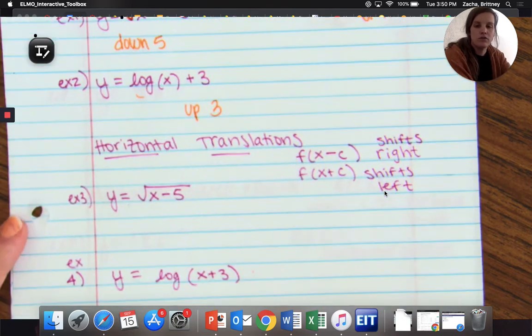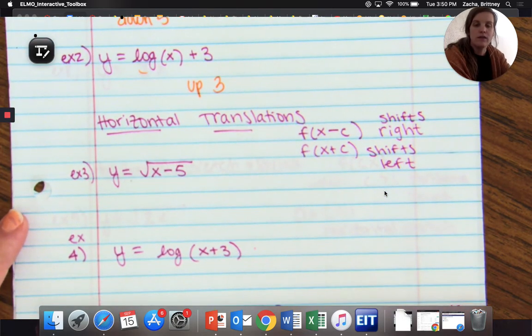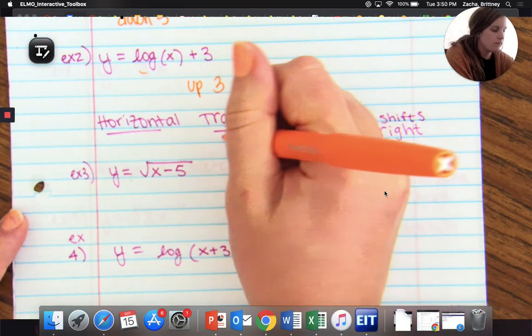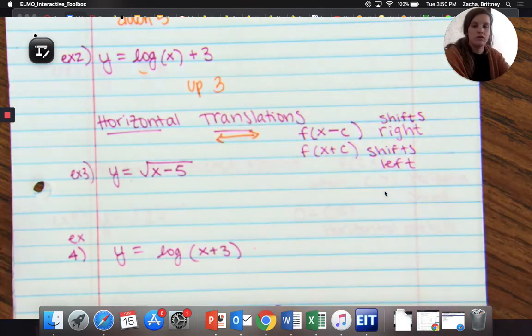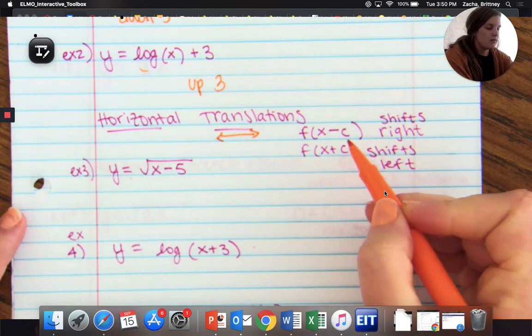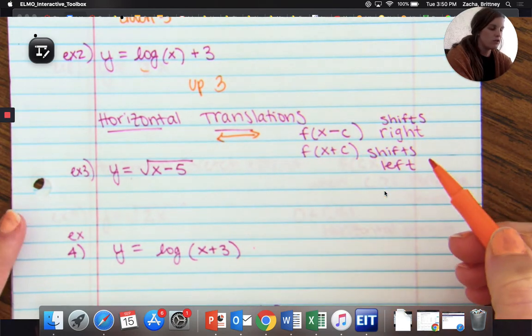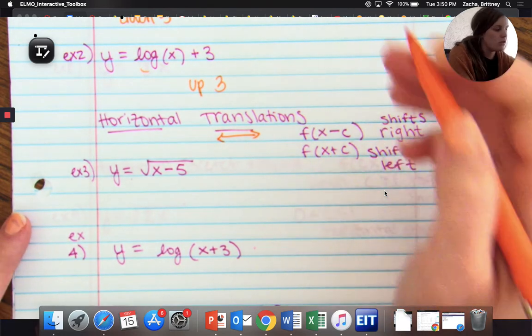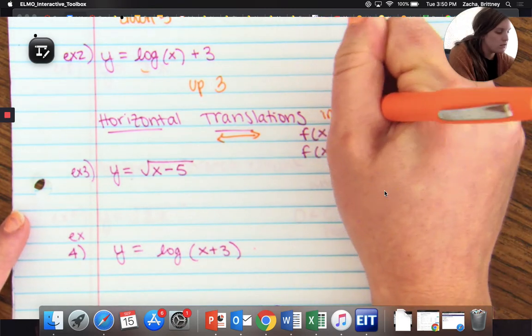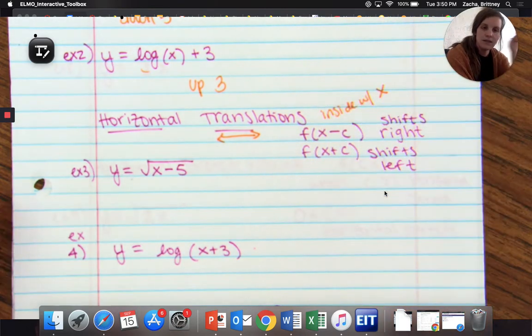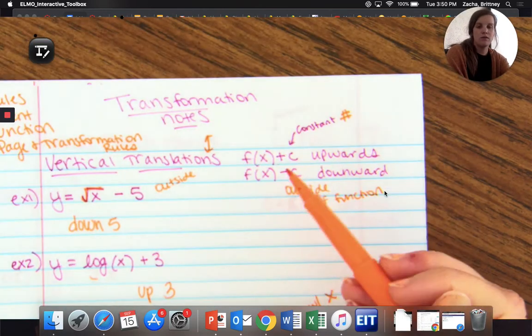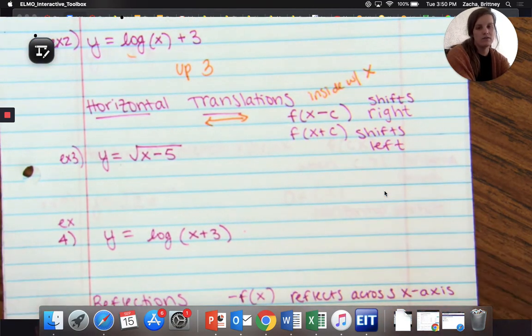Alright, so horizontal translations. That's left and right. Notice this time the constant, the c, is not on the outside of the function, it's on the inside with the x. And that's what I was hoping you would discover throughout that Desmos activity. You start to see that pattern: if the number's on the outside, it moves up and down. If the number's on the inside, it moves left and right.